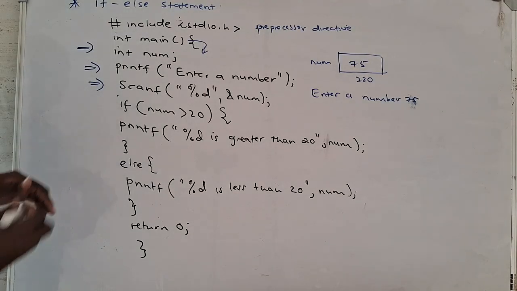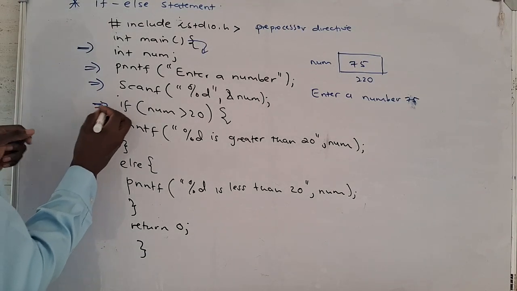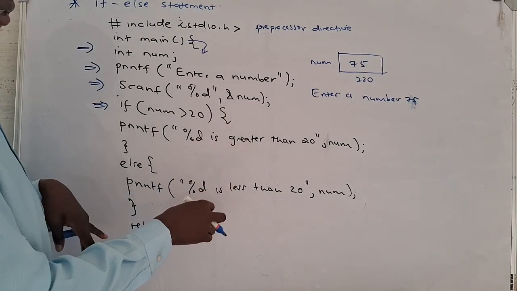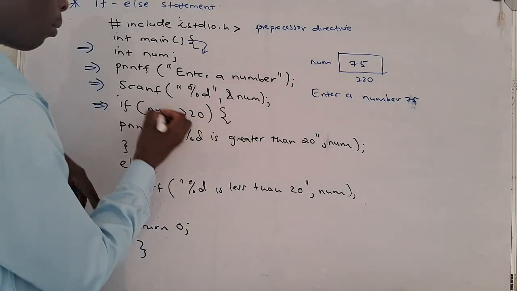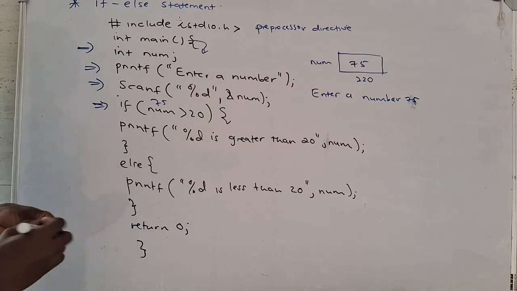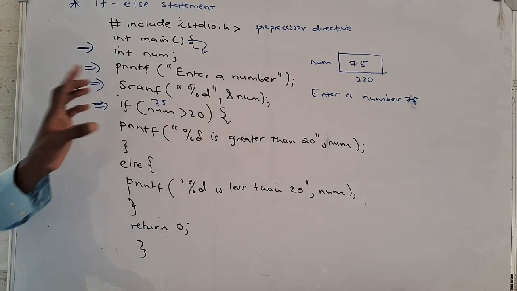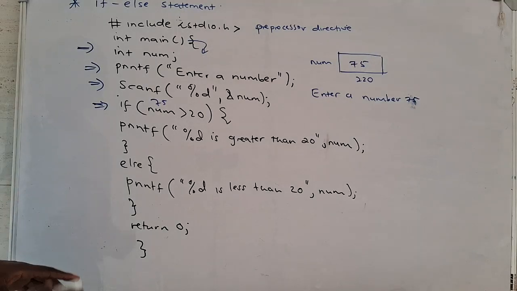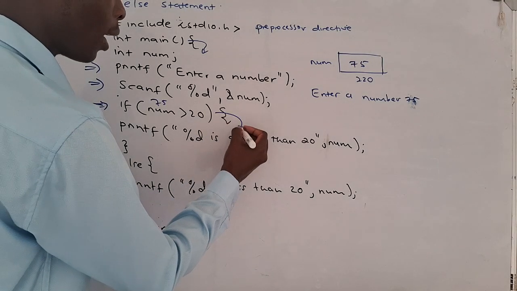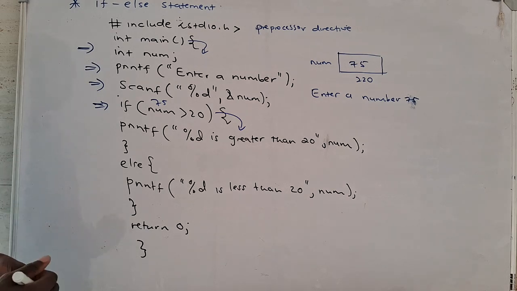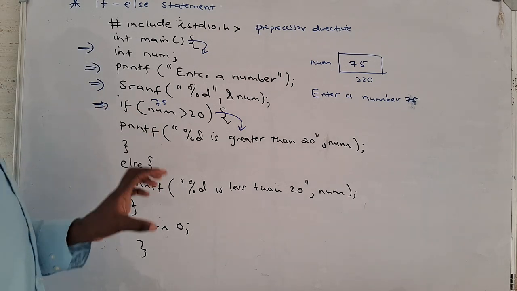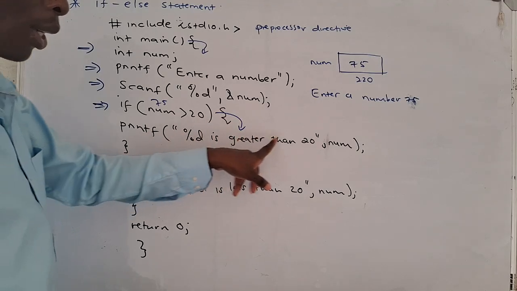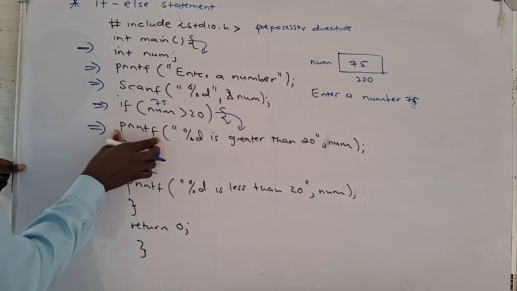Now the compiler is going to evaluate the condition first before taking a decision. What is the value of num? It is 75. 75 is greater than 20. This is true. So what is going to happen? The compiler is going to enter into the if block. Now, all the statements in the if block are going to be executed: printf "%d is greater than 20". So this is a formatted output function.